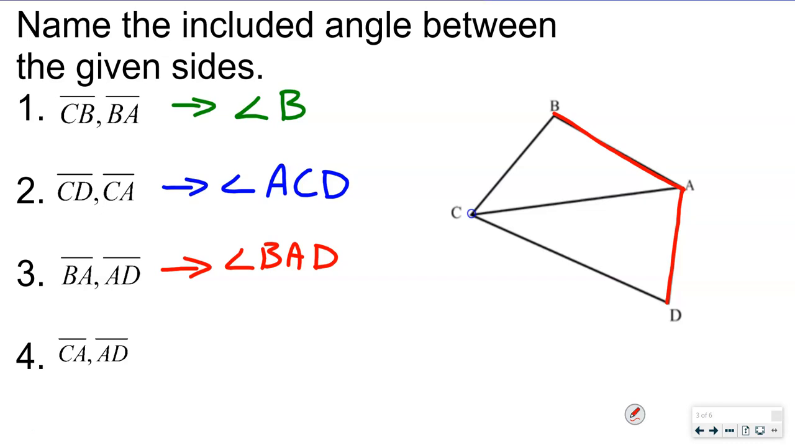And then the fourth one, CA and AD. And then we need that included angle, which would be angle CAD. So all of these, 2, 3, and 4, must use 3 letters.